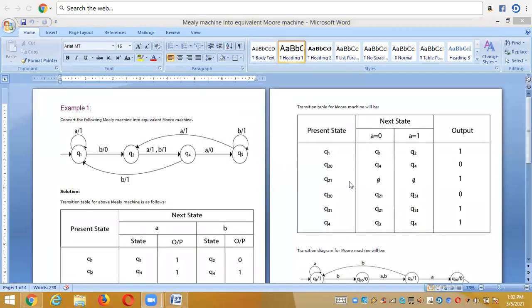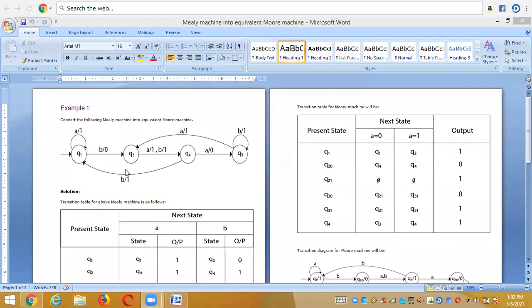Mealy means the output alphabets are associated with the input alphabets. See here, the output alphabets are associated with the input alphabets. Then we can say that it is a Mealy machine. Moore means the output alphabets are associated with the states. That means in place of the states, if we have an output alphabet, then we can say that it is a Moore machine. That's the simple difference between Moore and Mealy. Nothing logical is there. Everything is very simple.